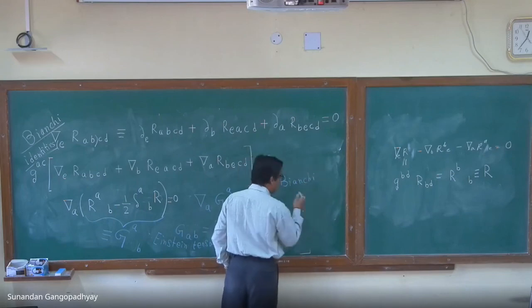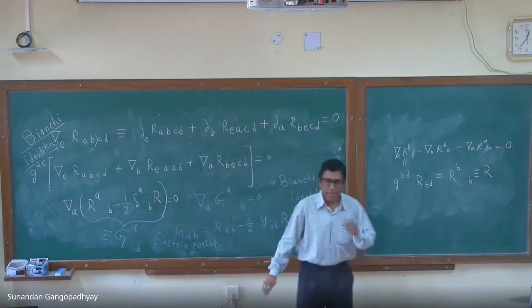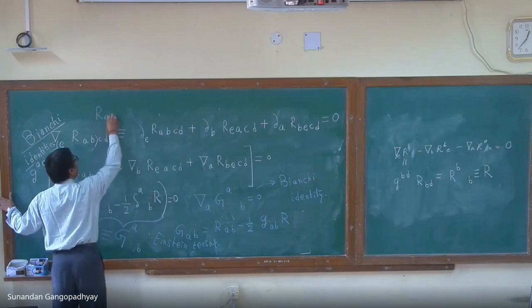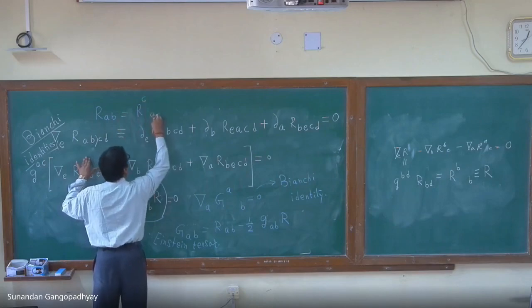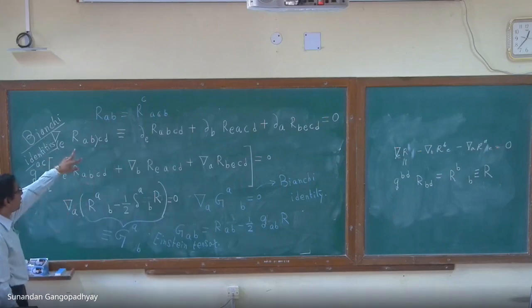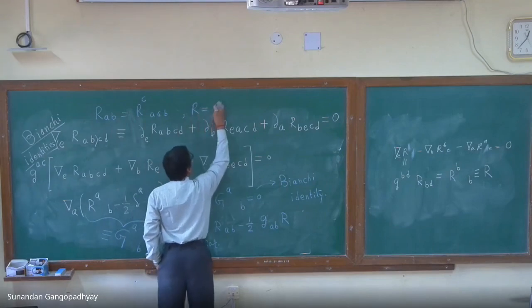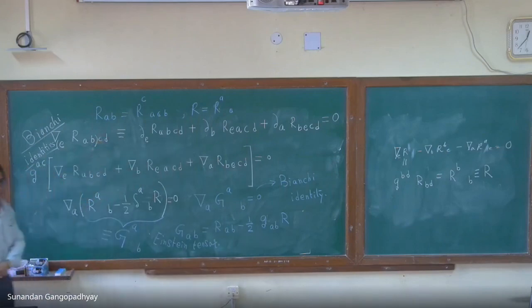Because we have derived this form from the Bianchi identity, and in getting to this Bianchi identity we have introduced two new quantities. One is the Ricci tensor, which is R A B, which is nothing but R C A B, the Ricci tensor that you get by contracting the first and the third indices of the Riemann tensor, and the Ricci scalar, where we contract both the indices of the Ricci tensor and you get the Ricci scalar.